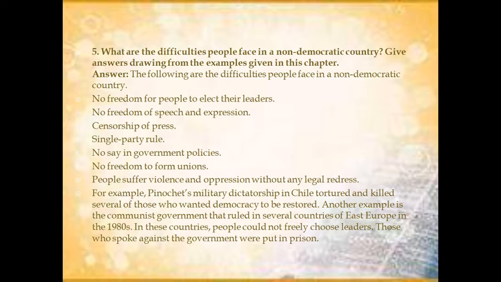For example, the military dictatorship in Chile tortured and killed several of those who wanted democracy to be restored. Another example is the communist government that ruled in several countries of East Europe in the 1980s. In their countries, people could not freely choose leaders. Those who spoke against the government were put in prison.